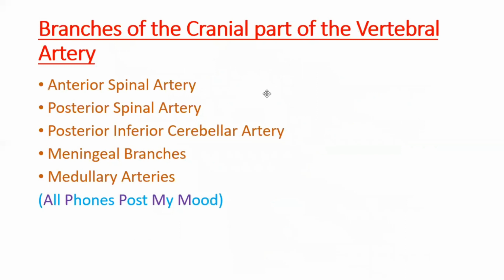So let's discuss the branches of the vertebral arteries. Remember, this is only in the cranial part, which means this is on the superior part of the vertebral artery, the upper part. So it also has some other branches that we're not discussing here because it's only the blood supply of the brain. It has the anterior spinal artery, posterior spinal artery, posterior inferior cerebellar artery, which is also called the PICA, the meningeal branches, and the medullary arteries, which go to the medulla oblongata. And these meningeal branches go to the meninges of the brain.